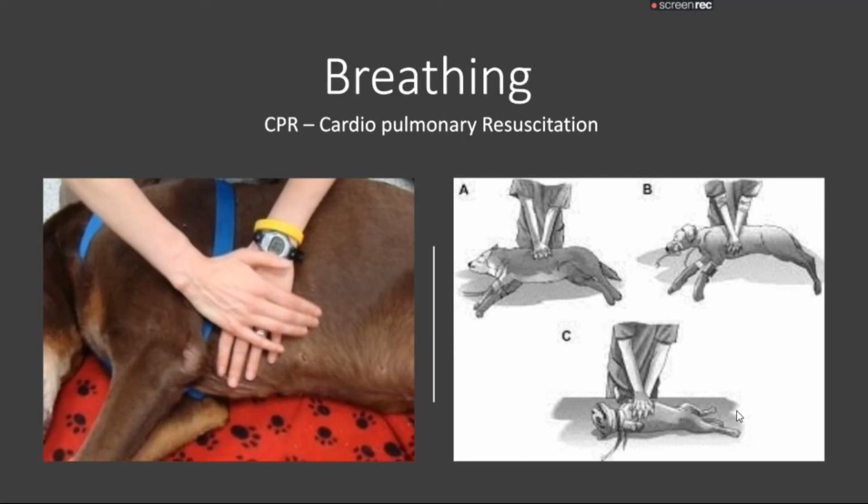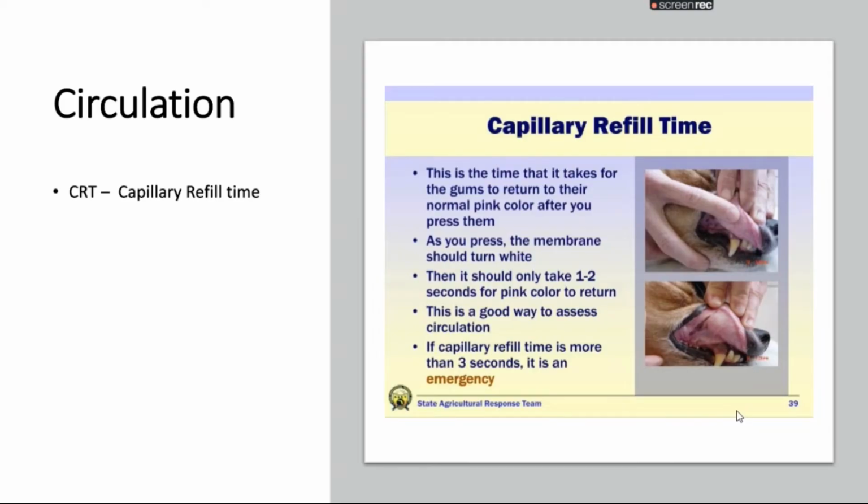If we talk about breathing, and the animal is not having normal breathing, then we have to move forward toward the procedure known as CPR. CPR stands for cardiopulmonary resuscitation, and with this you can manage the cardiac as well as the pulmonary problems in the animal. If we talk about circulation, and there is a circulatory problem, then we have to move forward with this procedure.